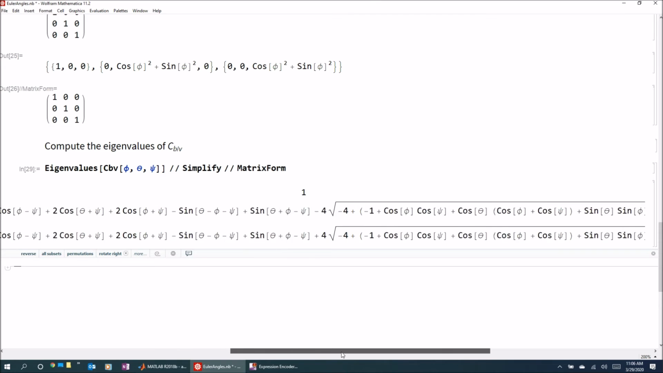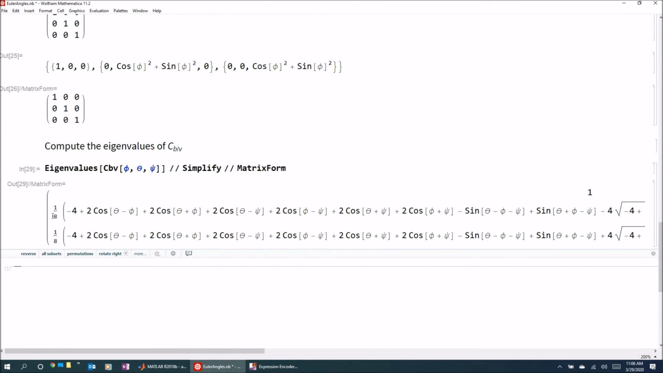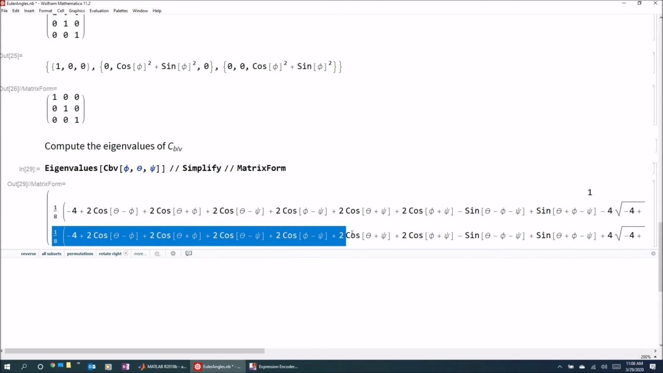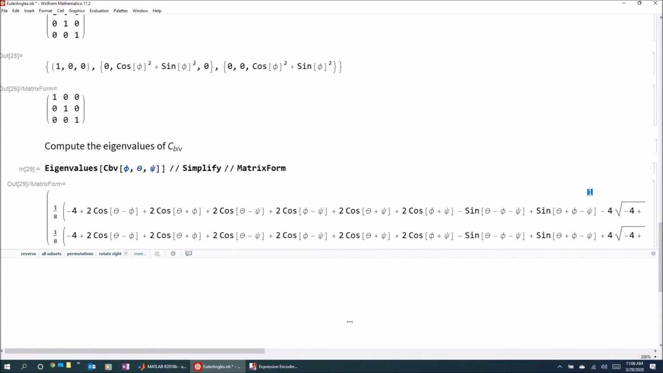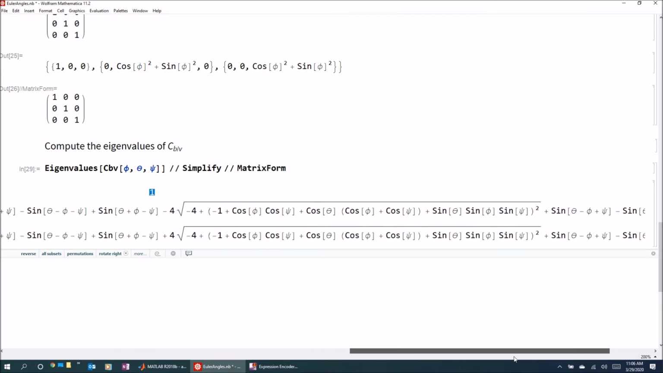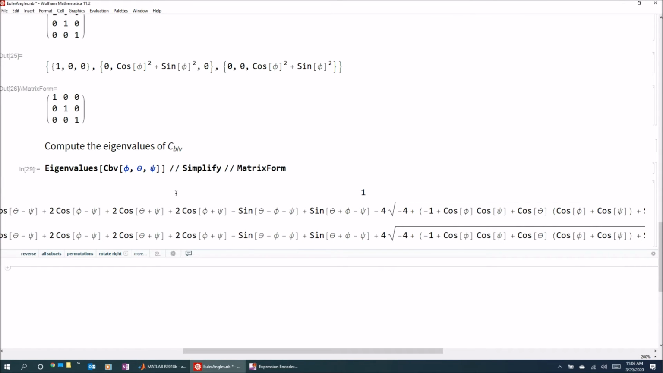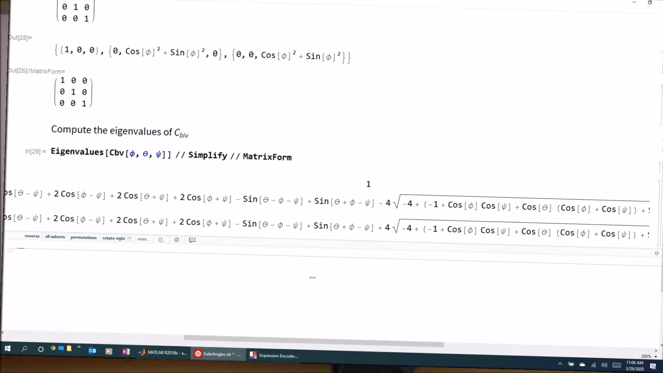What's terribly interesting about this is that the second and third eigenvalues are a little bit ugly here. But what's fascinating is, look at this. One of the eigenvalues is just 1. The very first eigenvalue is just unity. It doesn't matter what your Euler angles phi, theta, psi are, they can be anything. One of the eigenvalues is just the number 1. So let's hop back to the whiteboard and think about the implications of that.